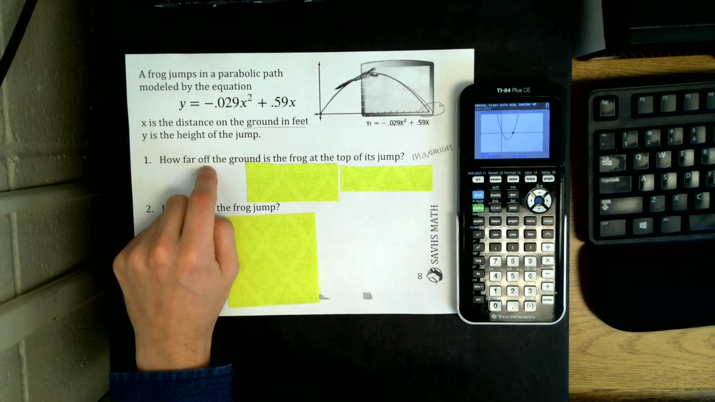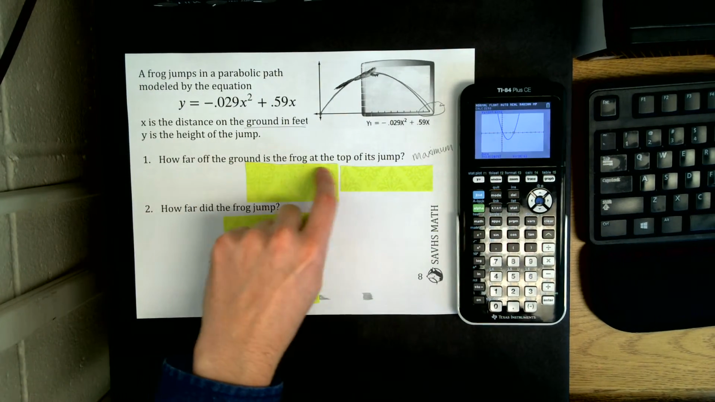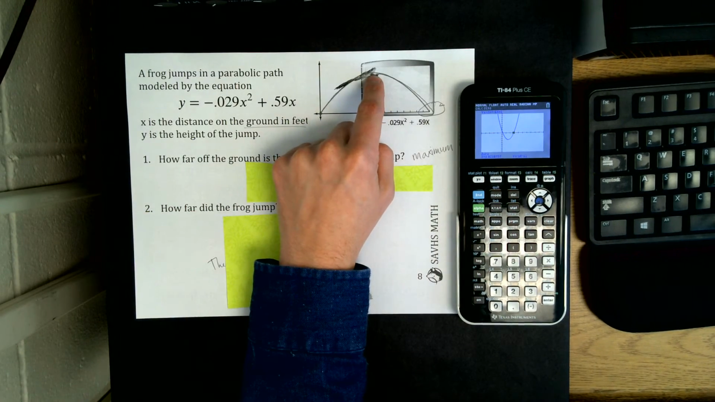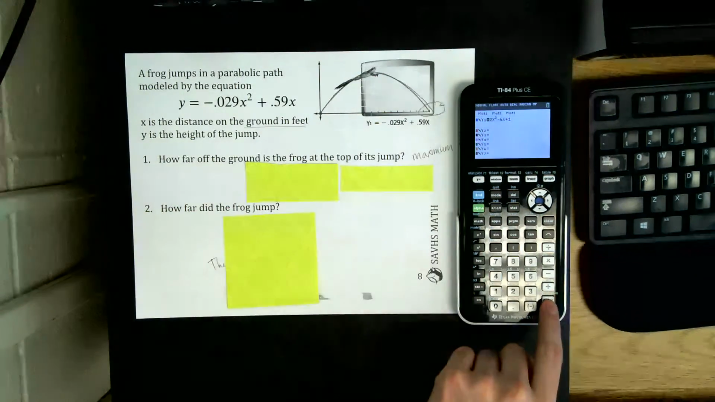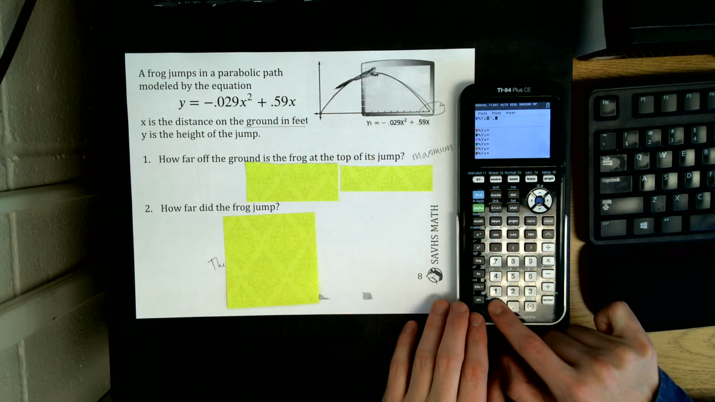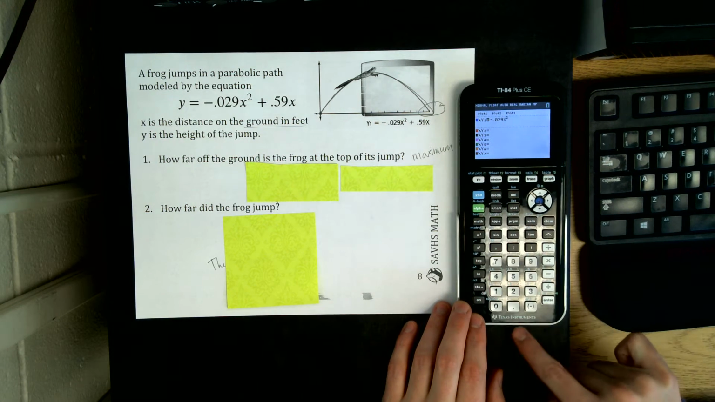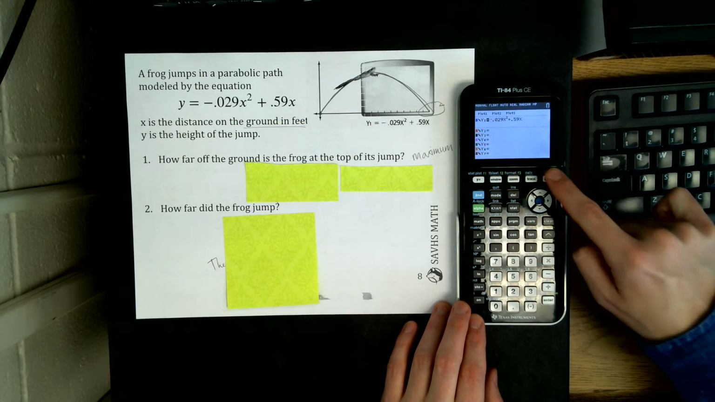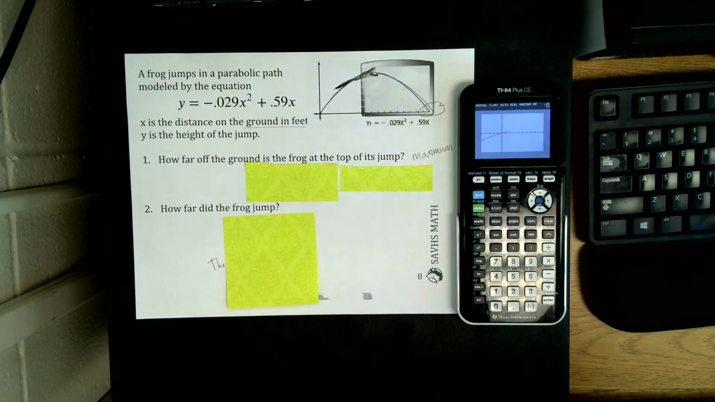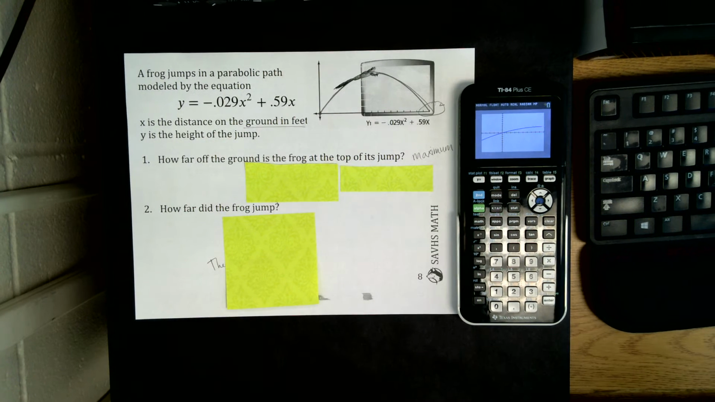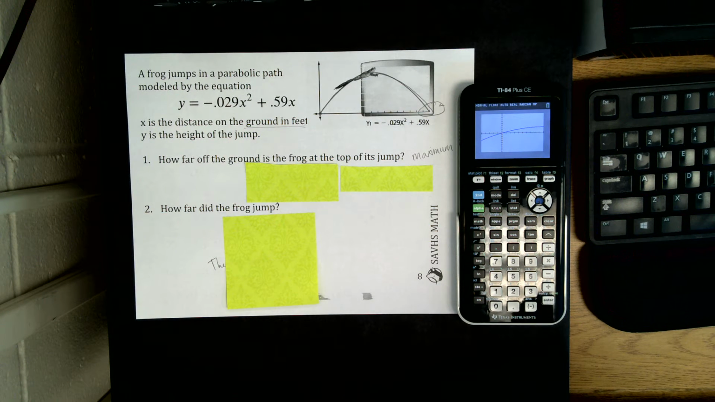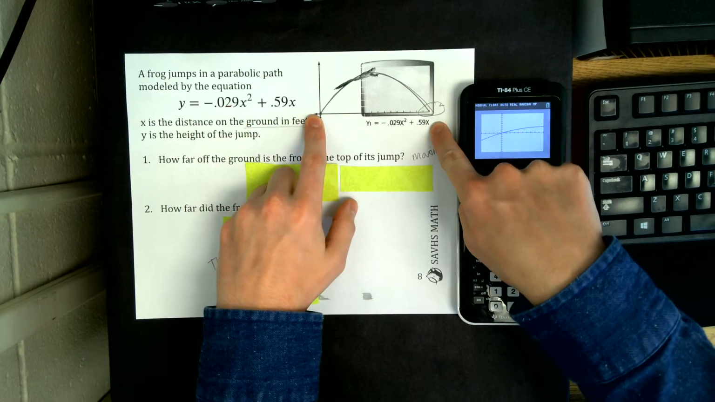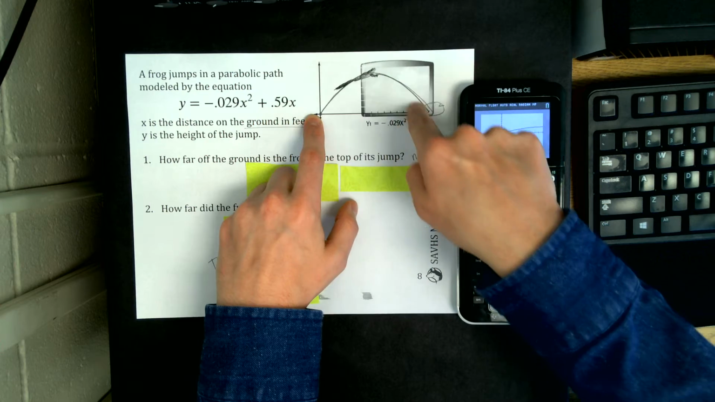So how far off the ground is the frog at the top of its jump? So I actually have to find a maximum value for this spot right here. I'm going to go to y equals, and I'm going to type in that equation, -0.029 x squared plus 0.59 x. Hit graph, and now it's like, oh, we have problems here. And the reason we have problems is because I can't see that whole parabola. This is the parabola that I'm looking for, and I want to make my calculator show me this shape.